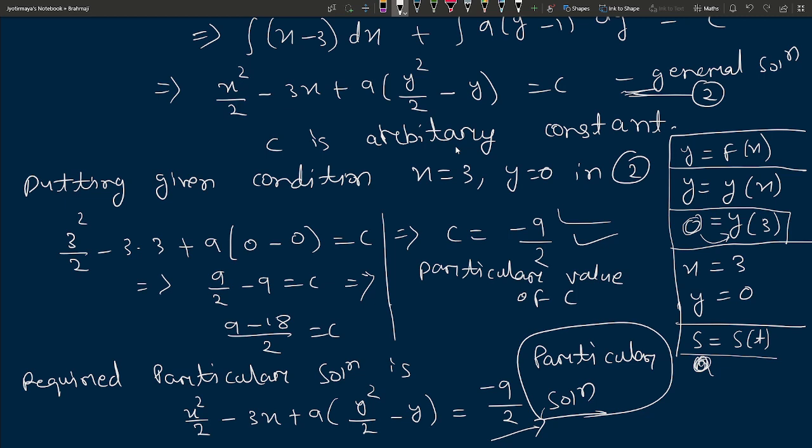What is the general solution? This solution which is written with the arbitrary constant c. C is the arbitrary constant.